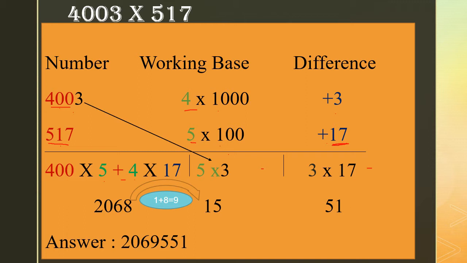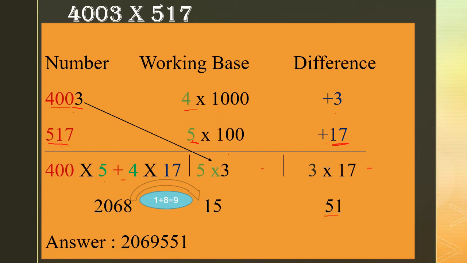For the second part, we have to multiply that part of the bigger number which was not used in the first, so that is 3. It will be multiplied with the working base of the smaller number, which is 5. So 5 times 3 is 15. Now for the third part, 3 times 17 is 51.